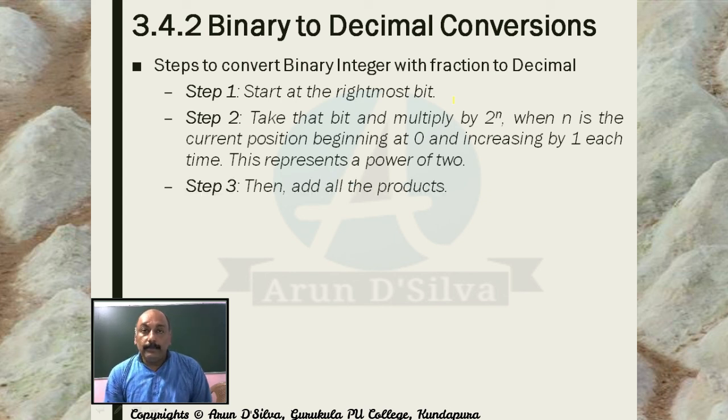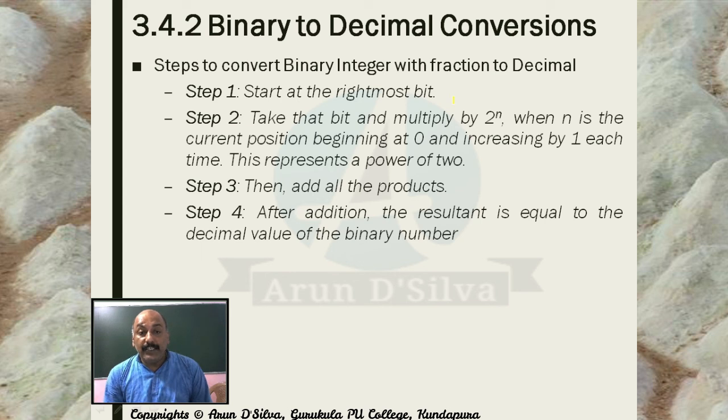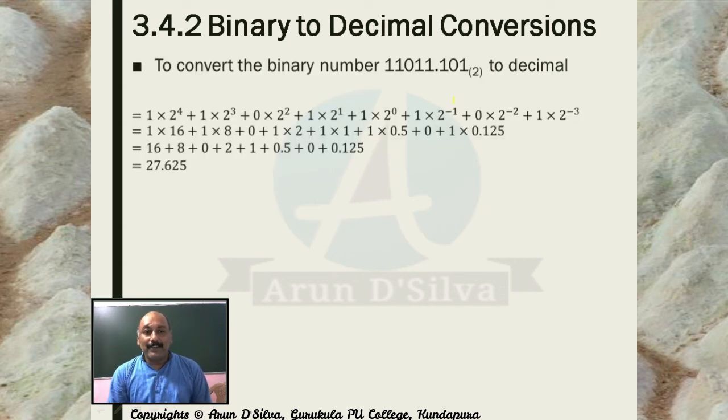Then add all the products. After addition, the result is equivalent to the decimal value of that binary number. Got it? Simple, no? Okay, let me keep it in front of you because I'll give you an example. This simple example is here.